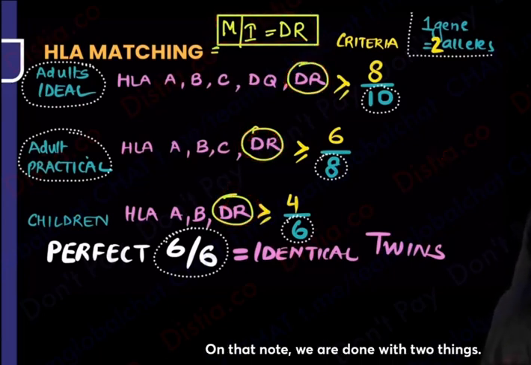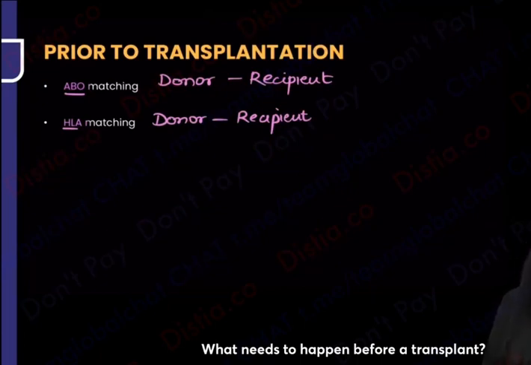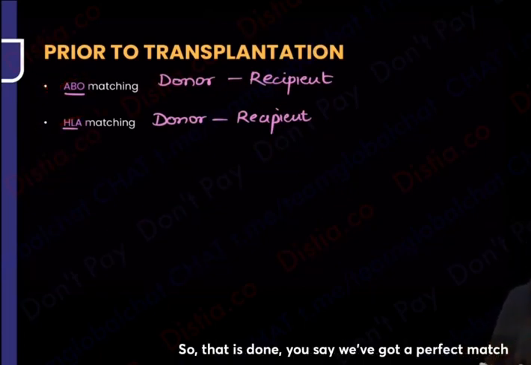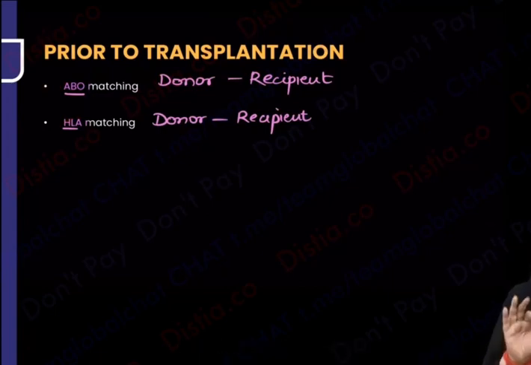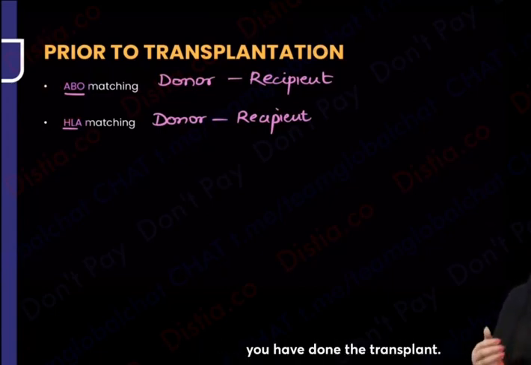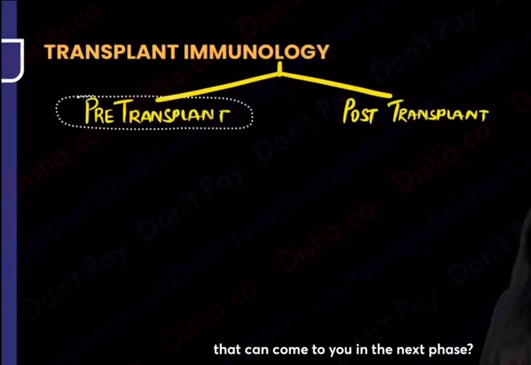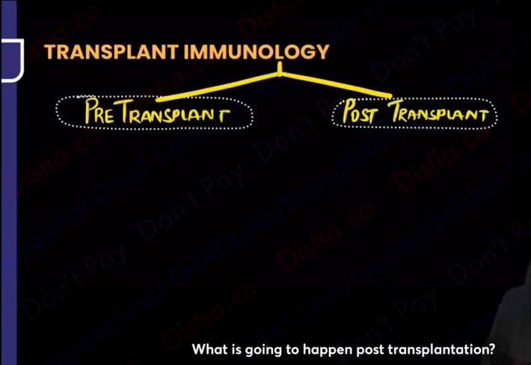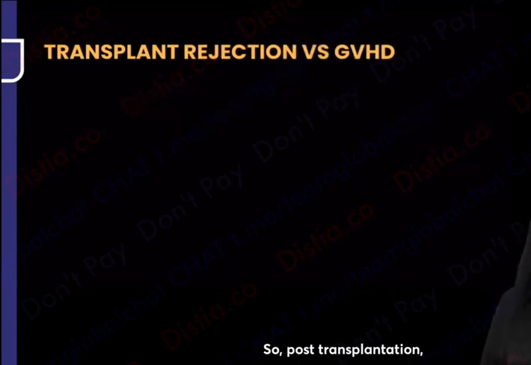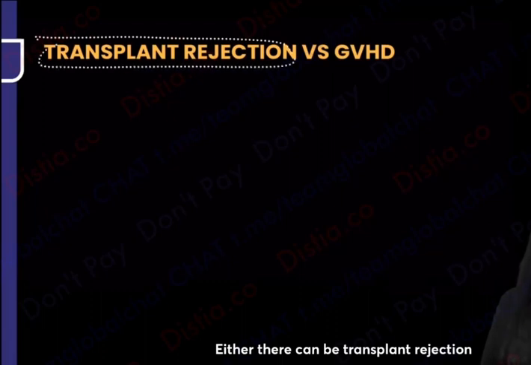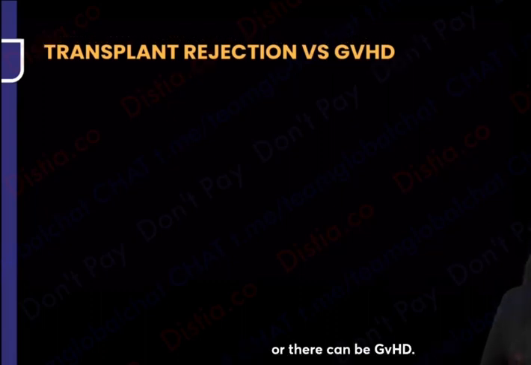On that note, we are done with two things. What needs to happen before a transplant? ABO and HLA matching has to happen. So that is done. You say we've got a perfect match, or whatever I was targeting, my criteria has been fulfilled. You've done the transplant. Now, what are the problems that can come to you in the next phase? What is going to happen post-transplantation? So post-transplantation, there are two issues that can come up. Either there can be transplant rejection, or there can be GVHD. Now, most students don't understand the difference between the two.